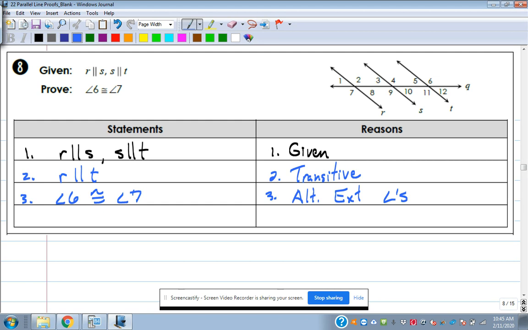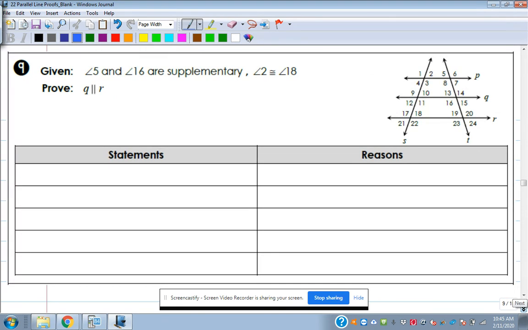Yes, sir. Converse is only used to prove lines parallel, not to prove angles congruent. Converse is only used to prove lines parallel. So if your statement is that this line is parallel to that line, you're probably going to use a converse theorem, or you should be using a converse theorem. All right.